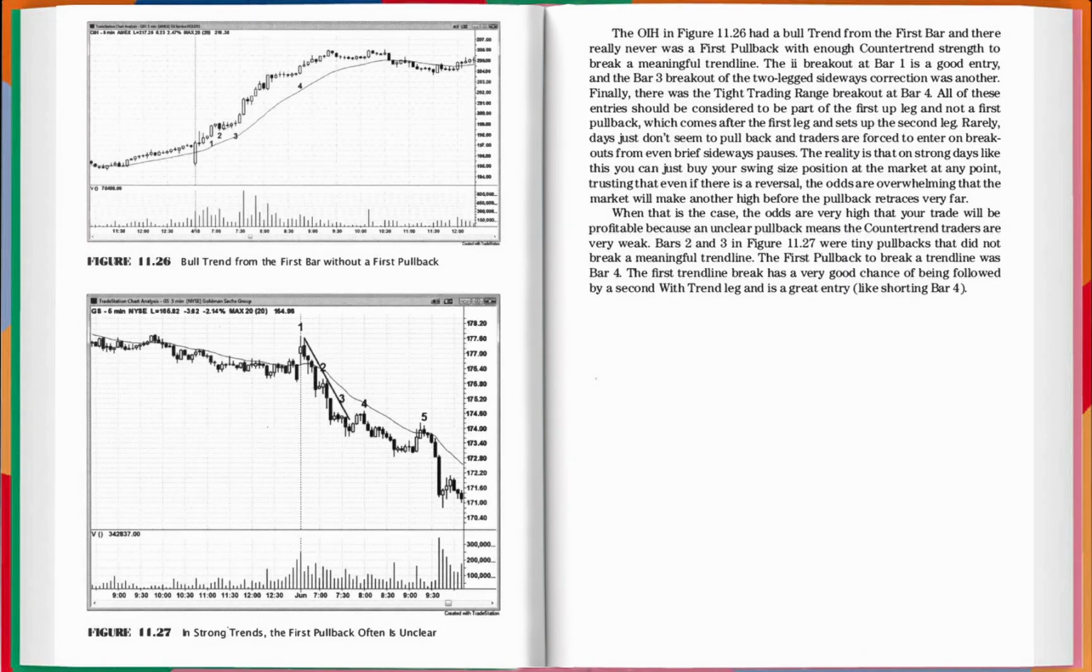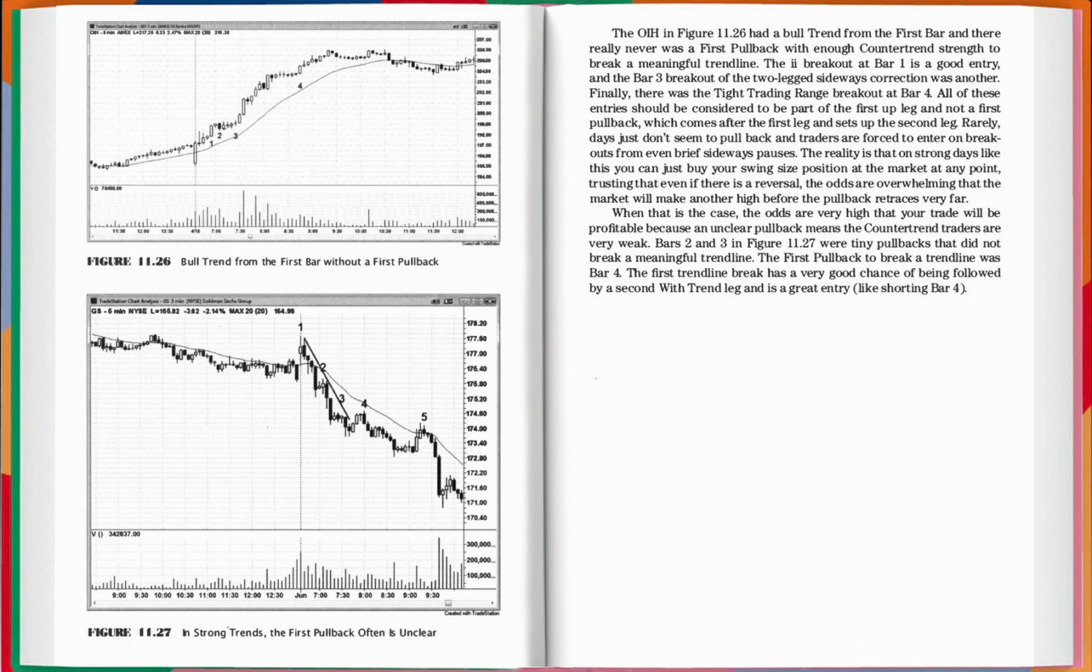The OIH in figure 11.26 had a bull trend from the first bar, and there really never was a first pullback with enough countertrend strength to break a meaningful trend line. The Roman 2 breakout at bar 1 is a good entry, and the bar 3 breakout of the two-legged sideways correction was another. Finally, there was the tight trading range breakout at bar 4. All of these entries should be considered to be part of the first up leg and not a first pullback, which comes after the first leg and sets up the second leg.